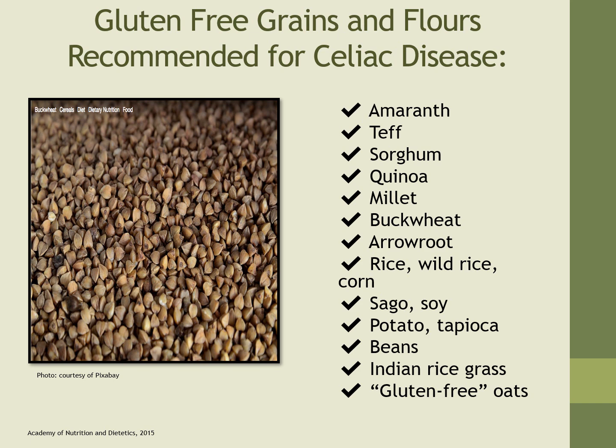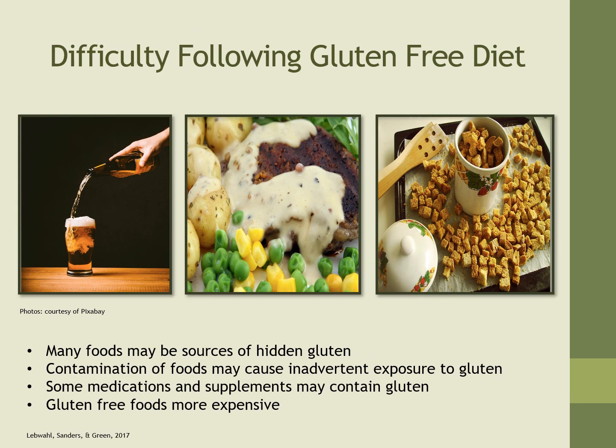Many of those grains are staples of the American diet, for example, corn, rice, beans, and soy. Quinoa is becoming more popular and available. Some examples are amaranth, teff, sorghum, millet, buckwheat, arrowroot, wild rice, sago, potato, tapioca, beans, Indian rice grass, and gluten-free oats. Following a gluten-free diet, however, is difficult and cumbersome.